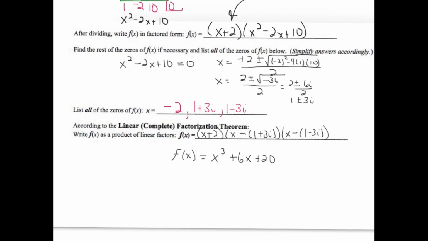So really nothing new in this section. We're just going through a lot of the different things we've learned this chapter and putting them all together.